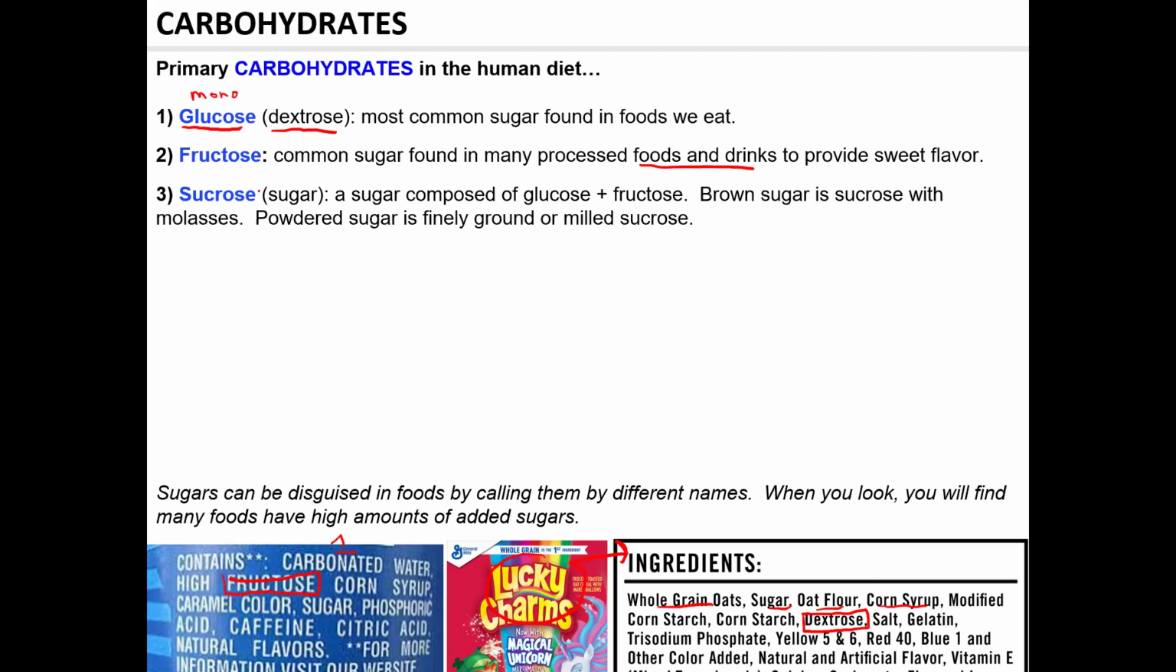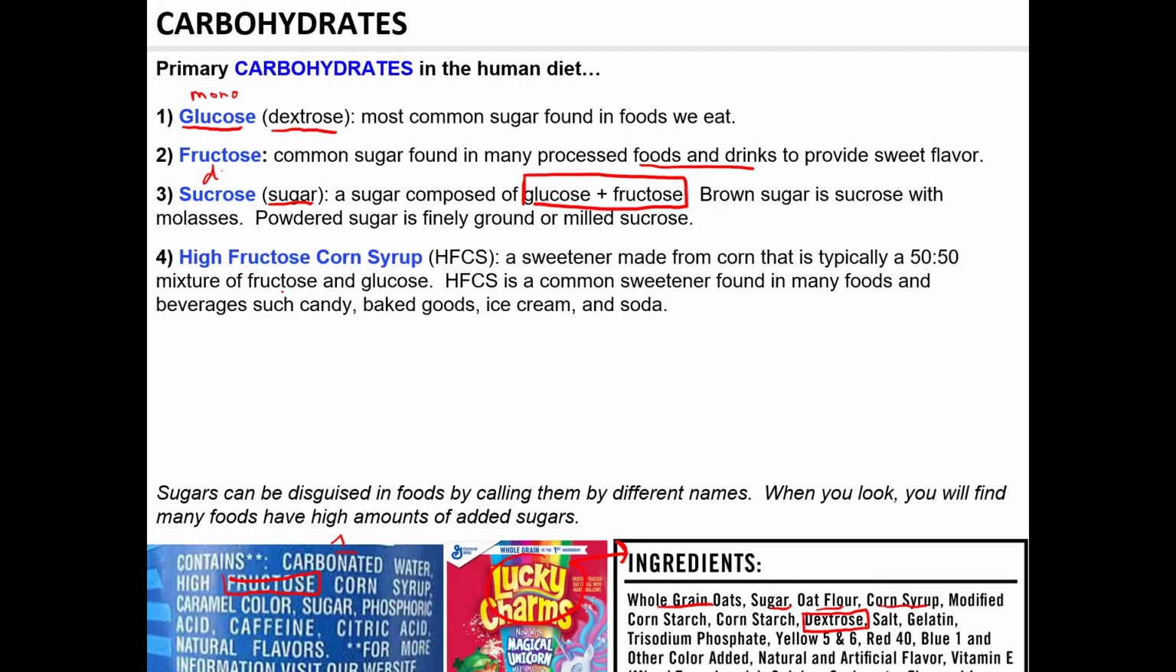Sucrose is known as a disaccharide, and the reason why is because we're taking two monosaccharides, glucose and fructose, and adding them together in order to produce sucrose, or in this case, regular table sugar. High fructose corn syrup is just a 50-50 mix of glucose and fructose.